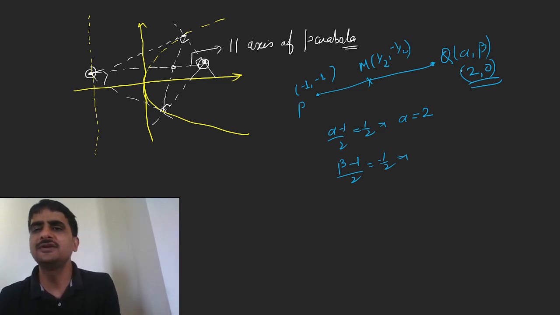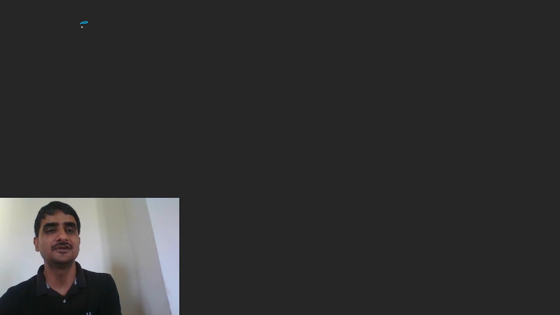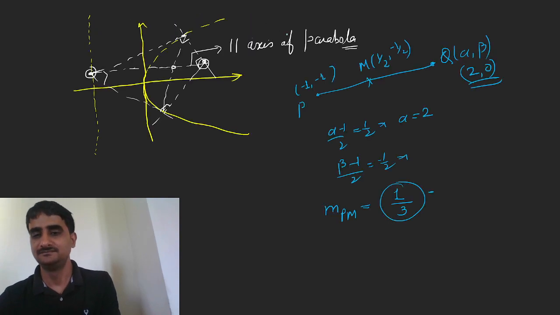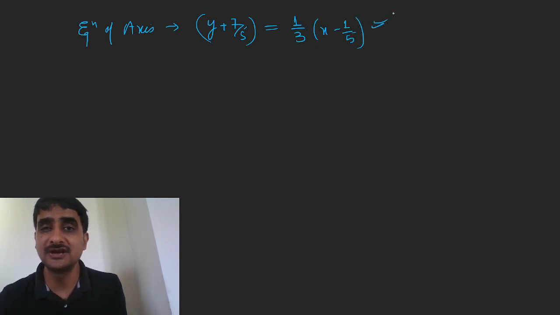Okay, so now we have Q. Now do we have, we didn't need it, but still, do we have the slope of PM? Of course we have the slope of PM, or this line PQ. How much is it? It's 1 upon 3. So that's the slope of the line PM here. Once you have the slope, we have the equation of the axis. What is it? The equation of the axis passing through the focus: y plus 7 by 5 is equal to slope times x minus 1 by 5. That gives the axis. Once you have the axis, you have A also.